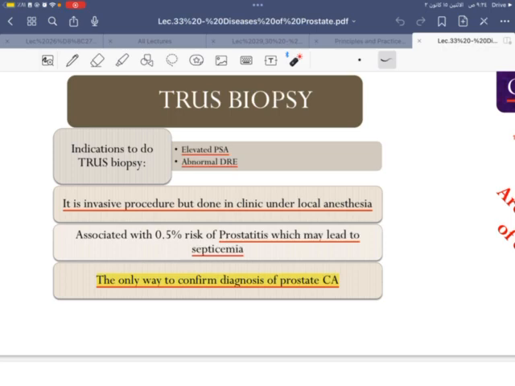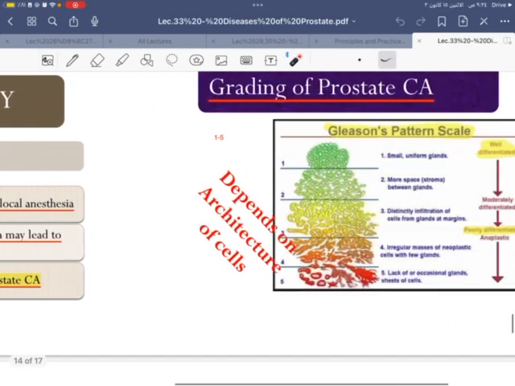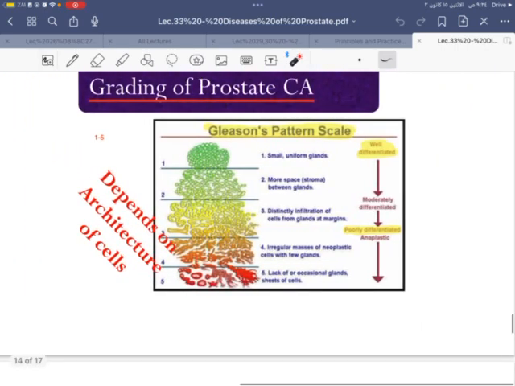Sometimes associated with prostatitis, and in less than 1% of cases it might lead to septicemia. This is the only way to confirm prostate cancer. Grading of prostate cancer depends on what's called the Gleason pattern, from 1 to 5, 1 being most differentiated and 5 being least differentiated, or poorly differentiated.